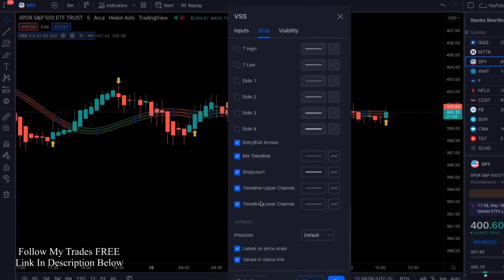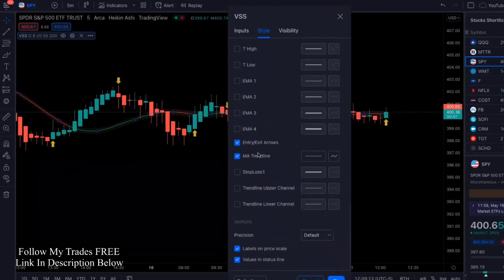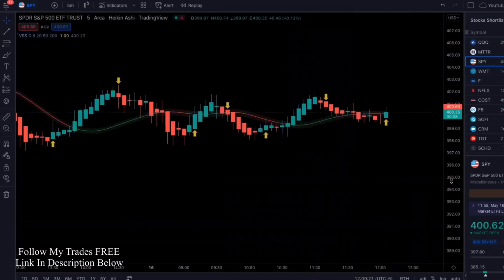It's positive energy only. So the two things we will keep on here are the entry exit arrows and the MA trend line, and we're gonna get rid of everything else, and we'll keep this right here as well. As you can see, we went into settings and unchecked everything while I was ranting a little bit. We keep the entry exit arrows and the MA trend line. Click OK. Much cleaner, right?